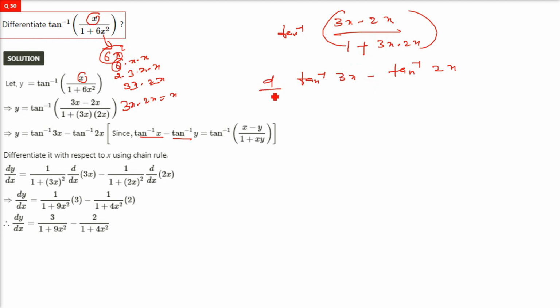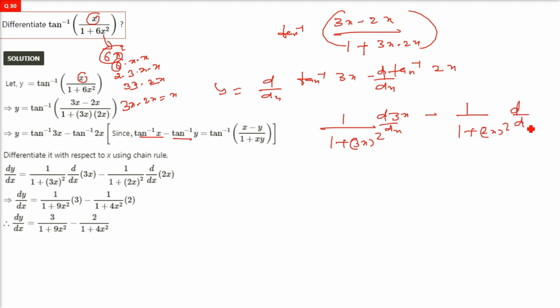Let's differentiate it. d by dx of these two. So tan inverse 3x gives 1 by 1 plus 3x whole square, and differentiation of 3x is 3 only. Minus d by dx of tan inverse 2x, so we have 1 by 1 plus 2x whole square, and d by dx of 2x, 2 it is.